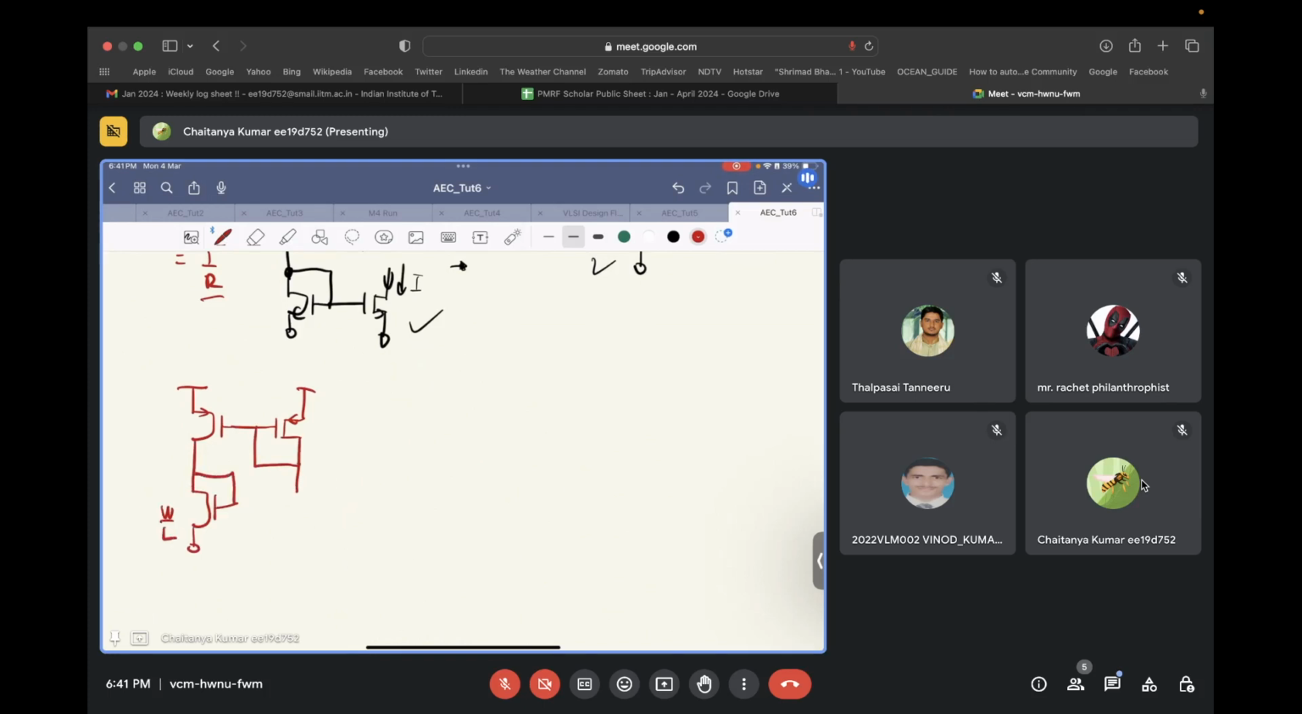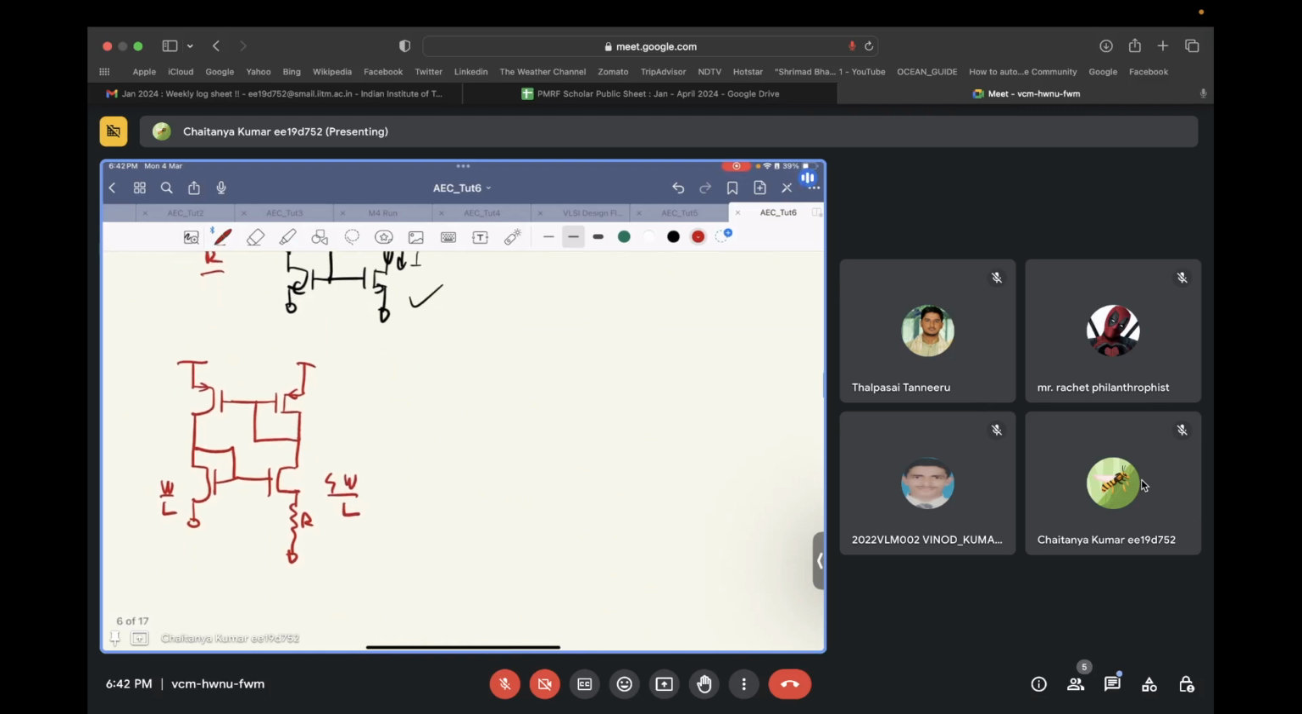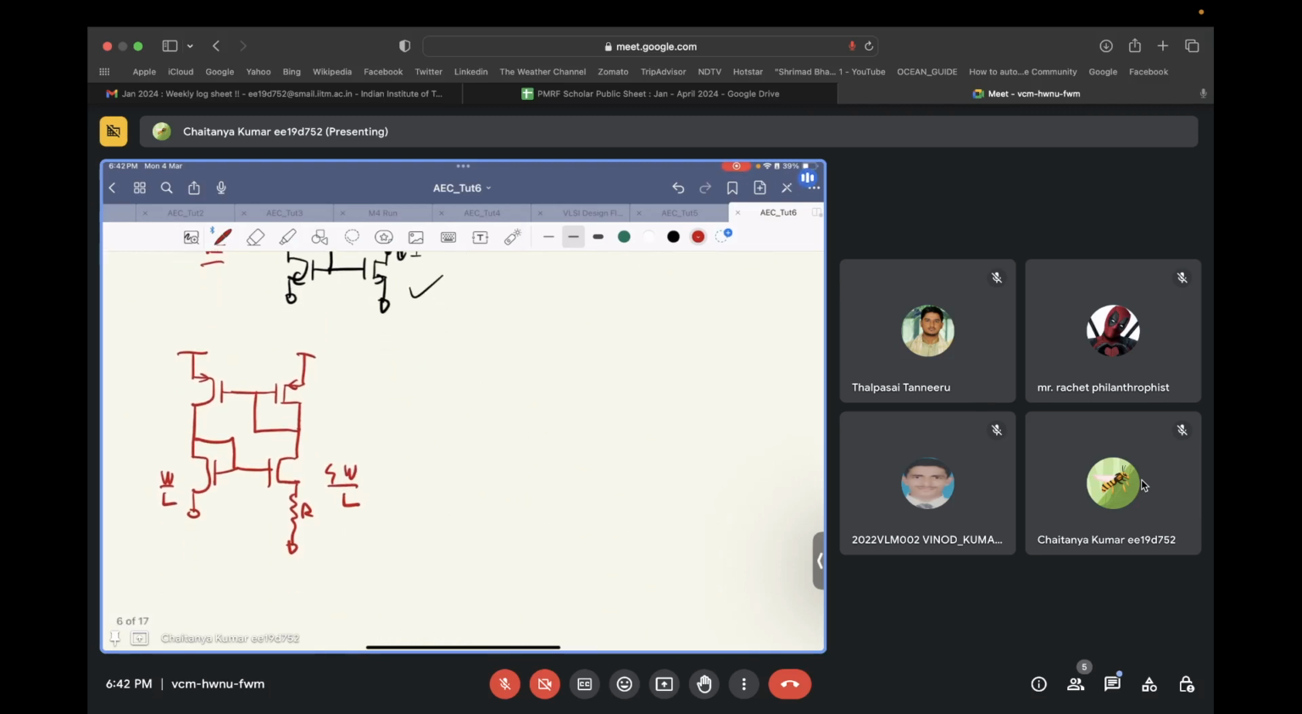So you have W by L over here, a resistance over here, and this is 4W by L. This is how you build your constant GM circuit. Now let's consider the back channel effect in this particular circuit. Sorry, back gate effect. Is every one of you familiar with the back gate effect?